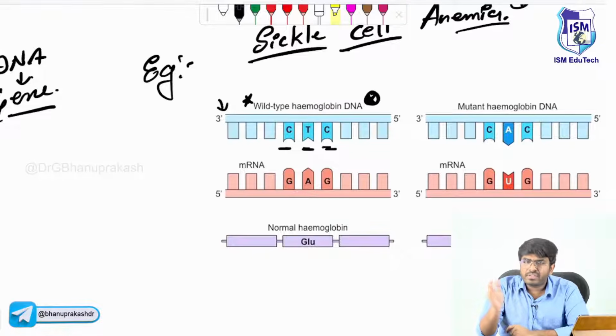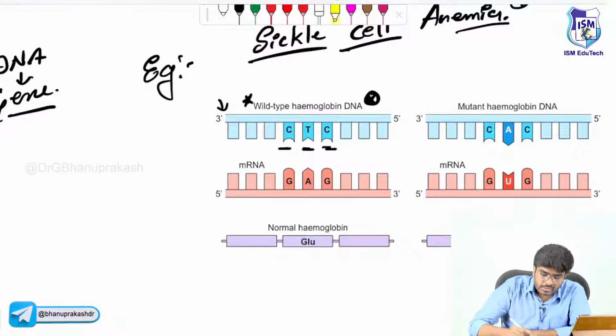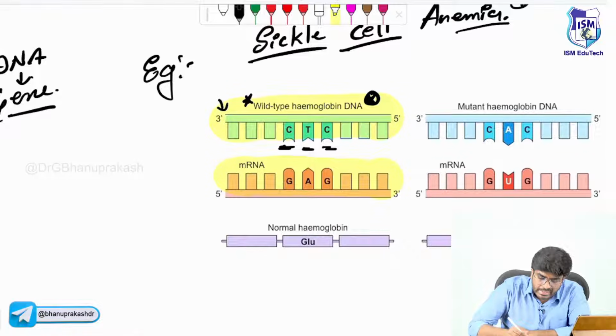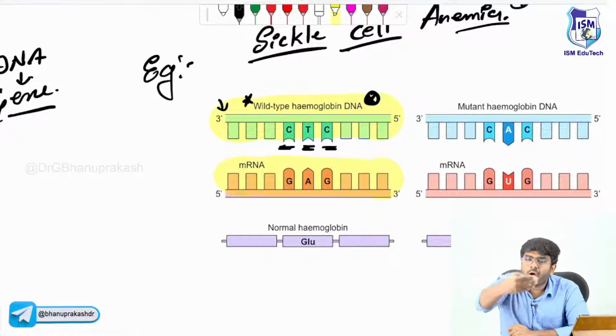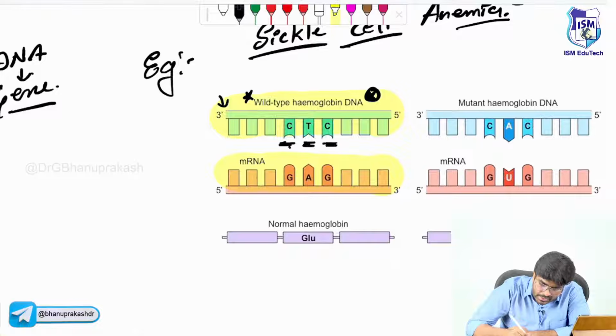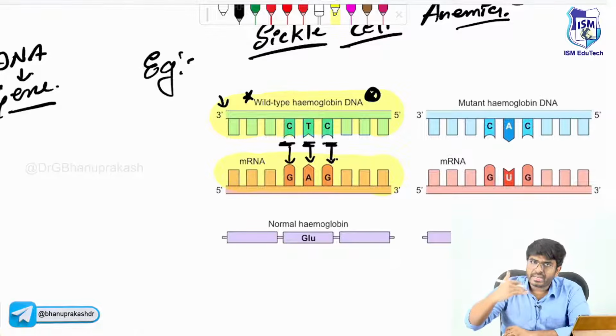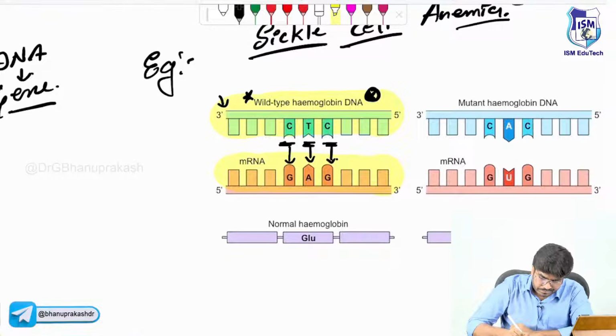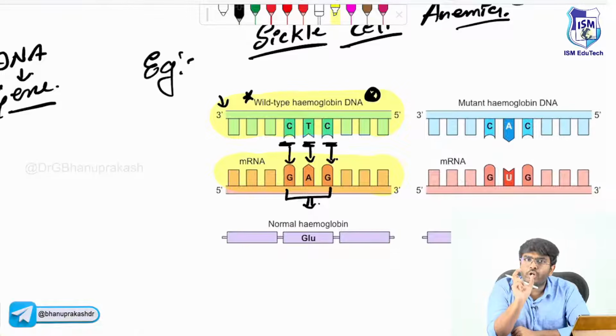Whenever there is CTC, first transcription will happen. From this DNA, mRNA will be synthesized. Look, this is the mRNA. Wherever there is cytosine, on the opposite end guanine will be present. Wherever there is thymine, adenine, and wherever there is cytosine, again guanine. On mRNA you have GAG. This GAG is a trinucleotide, a codon, which is normal.